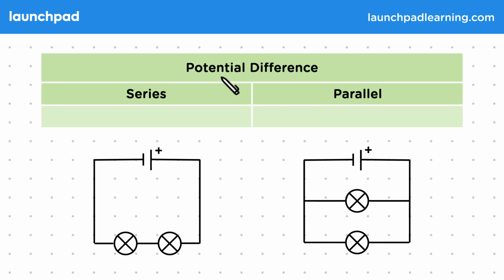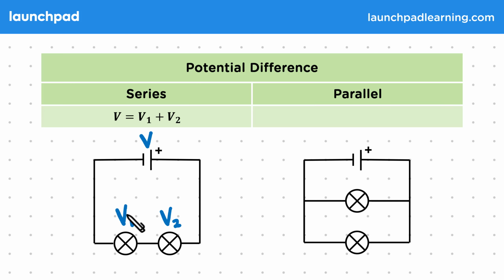Now let's do the same for potential difference. In our series circuit, let's suppose the potential difference from the cell is V, and then the potential difference across the lamps are V1 and V2. Here, the energy from the cell is split across these two lamps, meaning that V is equal to V1 plus V2. Or in other words, the total potential difference across the two lamps is found by adding together their individual potential differences.